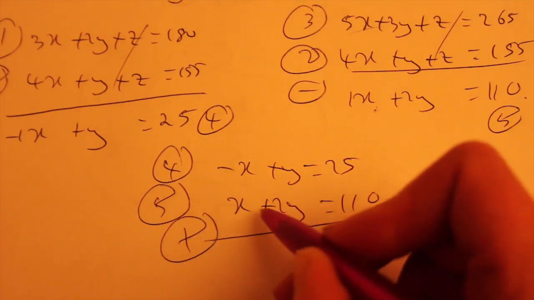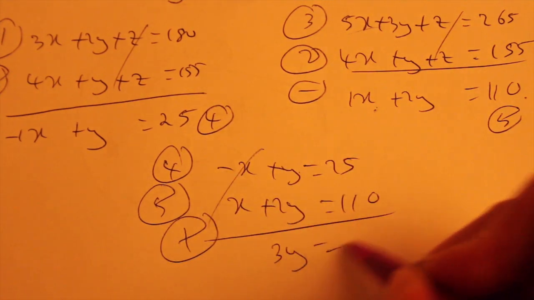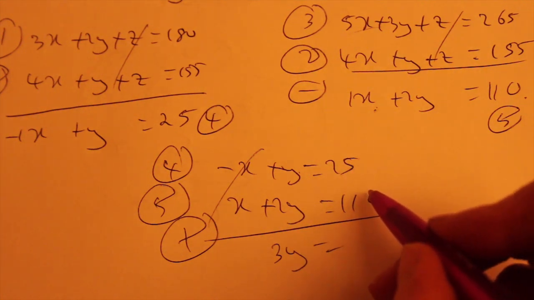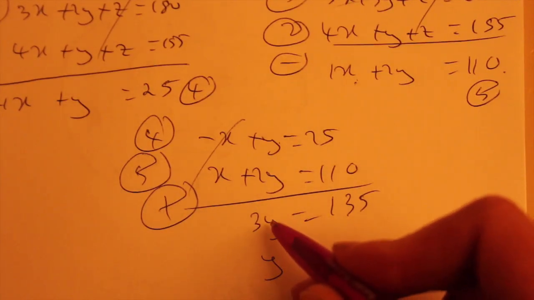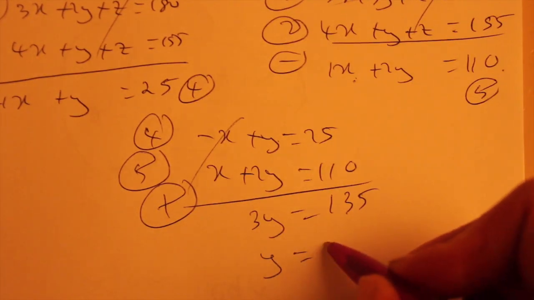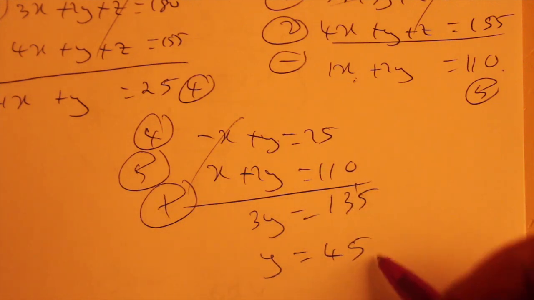I add these to eliminate them. Minus x add x goes. y add 2y is 3y. Adding these, you get 135. So y, dividing by 3. 3 into 13 goes 4 times with 1 over. 3 into 15 goes 5 times. So you've got your y.